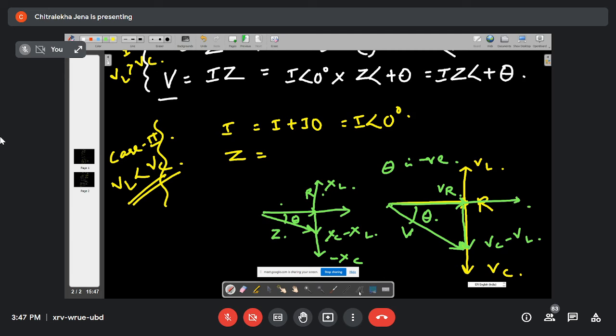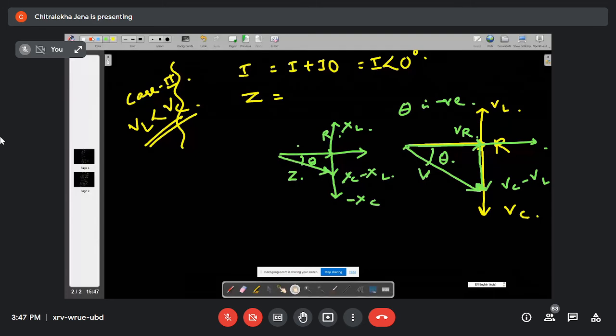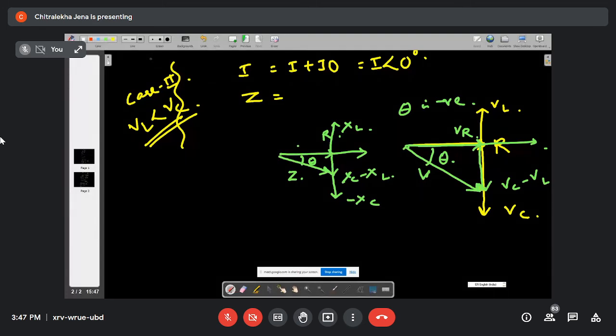Understood all of you or not? Clear to all of you? So now, if you are clear, tell me what will be the value of Z from the impedance triangle. R minus J, how much? XC minus XL. Very good.